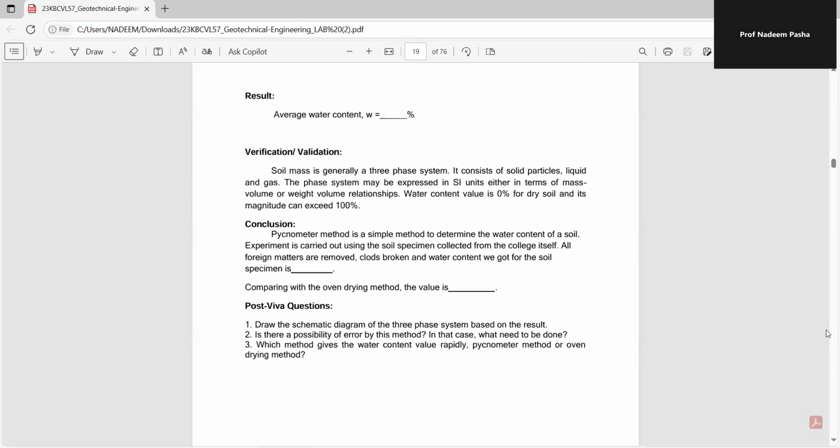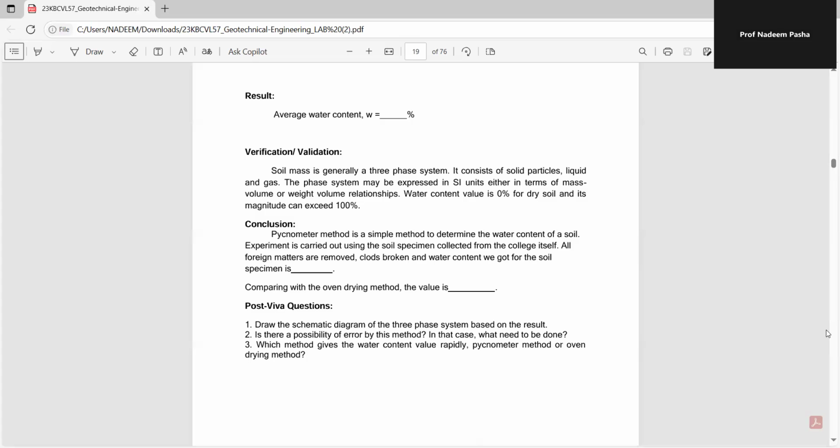So, verification or validation: soil mass is generally a three-phase system. It consists of solid particles, liquid and gas. The phase system may be expressed in SI units either in terms of mass-volume or weight-volume relationships. Water content value is 0% for dry soil and its magnitude can exceed 100%.